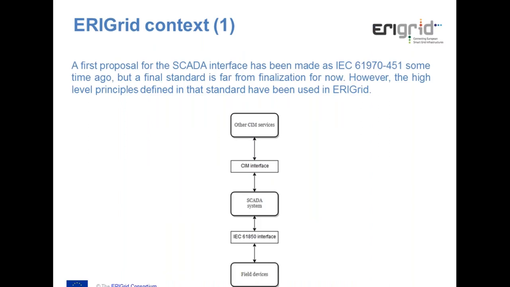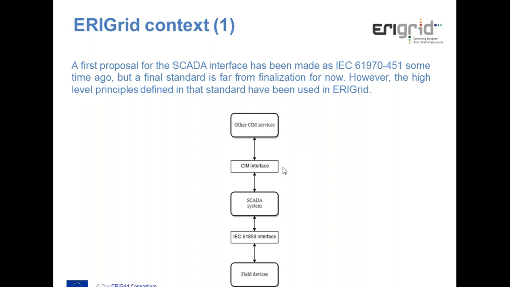In principle, the idea is that if you have a SCADA system, then this SCADA system can implement a CIM interface towards the higher level services shown in the previous slide. While towards the field, it can implement any kind of field protocol, like, for example, 61850 in this case, as an example, but in principle any other kind of protocol. So the SCADA system represents the connection between the field world where 61850 can be applied and the CIM world where higher level services can be applied.